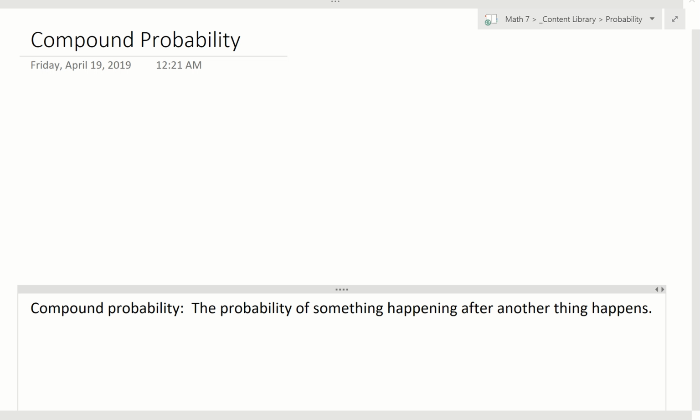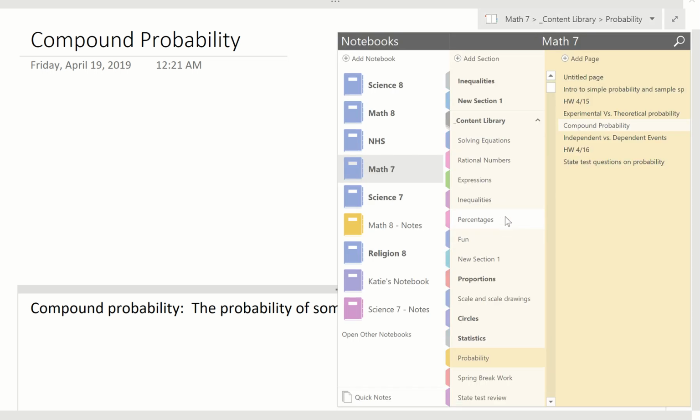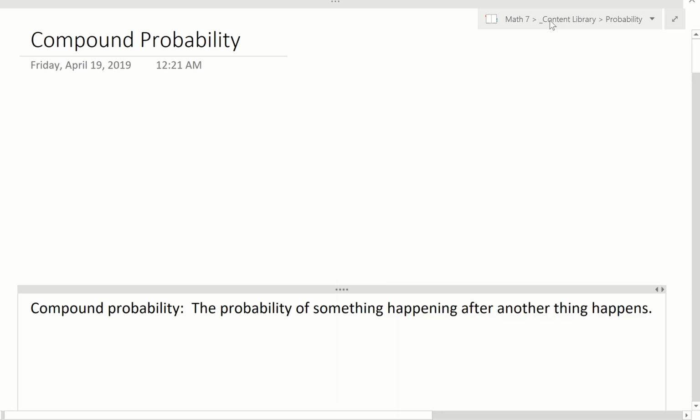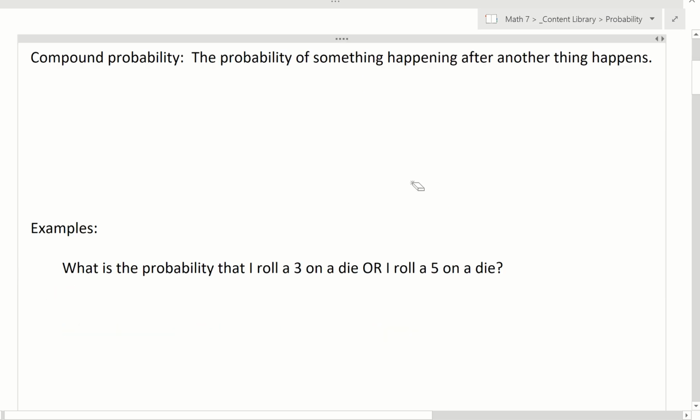Okay, my dears, so we're going to go into our content library. We're going to go to probability, and we're going to select the compound probability section. Okay, let's page. We're going to learn this new term.